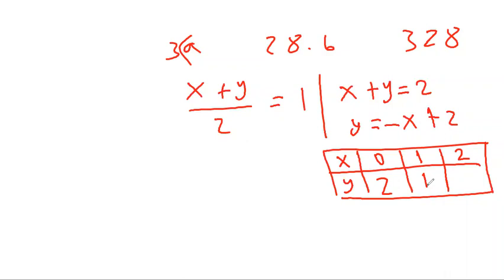When x equals 2, y equals 0. I think it's easy to plot the points: 0 and 2 on the y-axis, 1 and 1, and the last point is 2 and 0. I think we can match the 3 points to have the straight line. It's not hard. By the same way, you can complete page number 328. Page number 329 is asking me to solve the two simultaneous equations together.